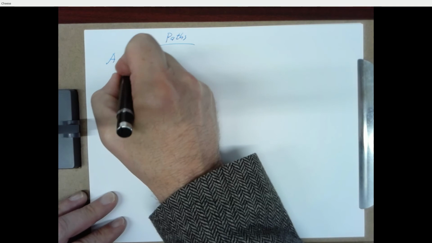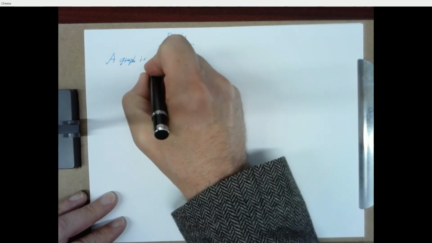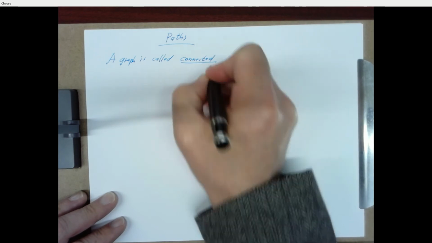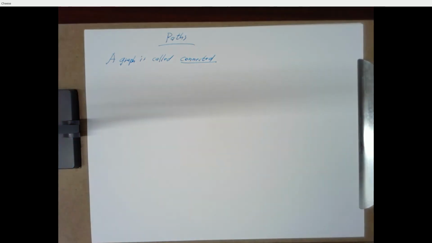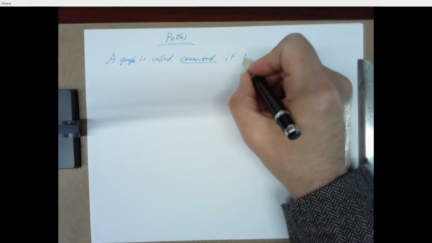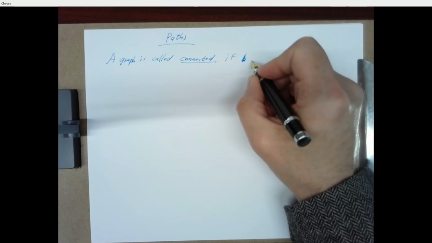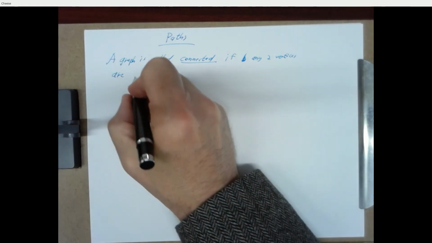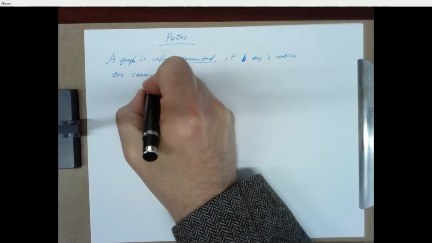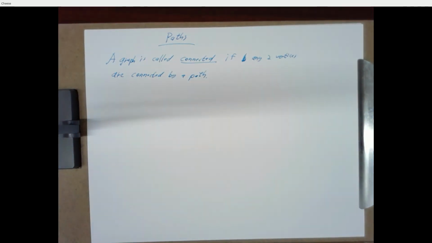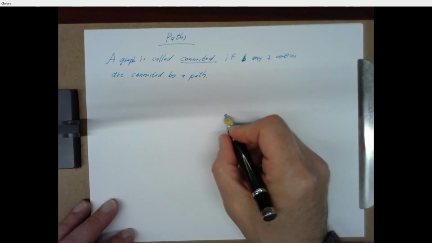So, definition: a graph is called connected if any two vertices are connected by a path. All right, well, what's a path? Let me just give you a picture of it.